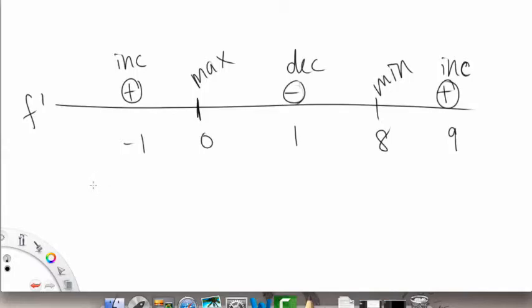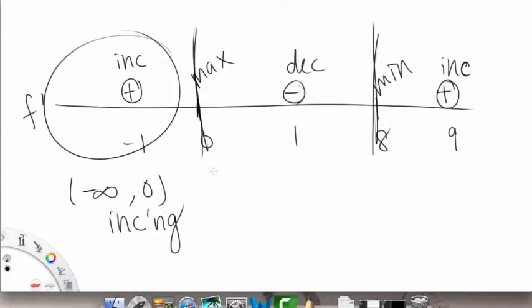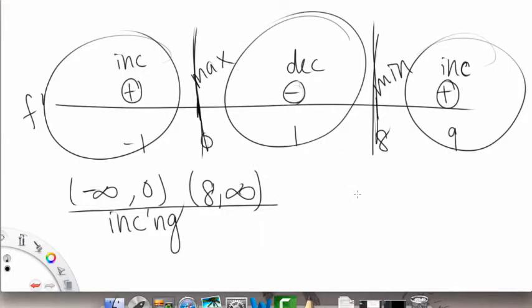So our intervals of increase, let's do that first. This interval here, the way we name it is negative infinity to 0, up to that endpoint. Then we'll draw a divider line here. This is an increasing interval. Also increasing is this positive one over here, which we name 8 to infinity. Both of these intervals are increasing. The only decreasing one is this middle one, which we name 0 to 8. So this one is our decreasing interval.